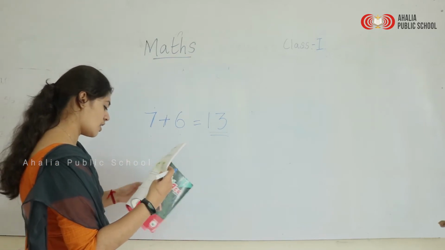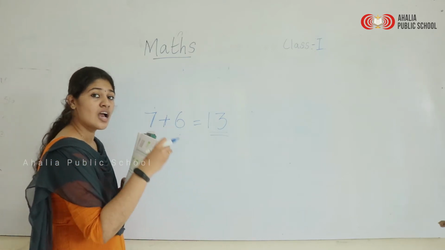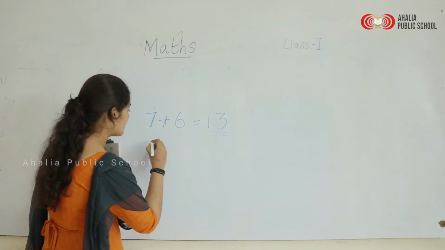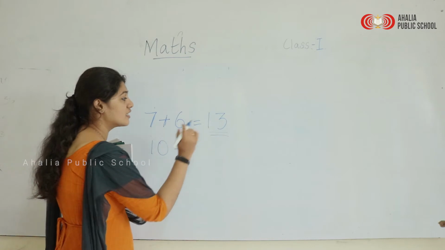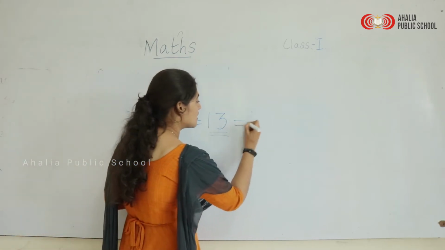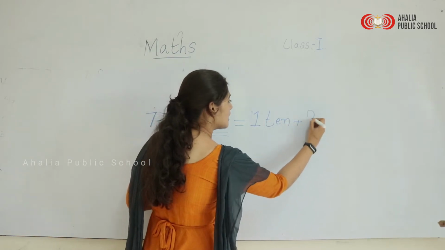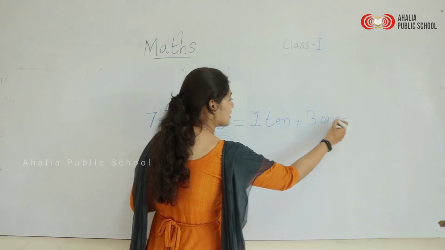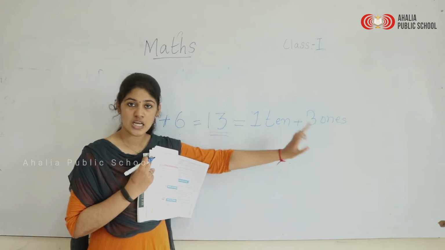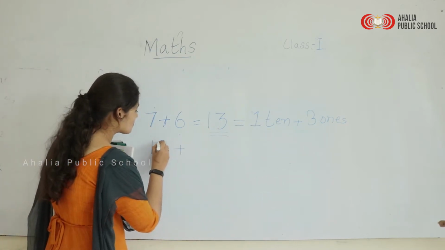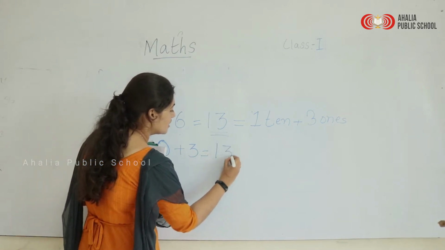See on page number 25, 7 plus 6 is equal to 13, and how can we represent 13 in 10 plus form? 13 means what children? 1 ten plus 3 ones. Correct. 13 means 1 ten plus 3 ones. So we can also write like this: 1 ten plus 3 ones gives the number 13.